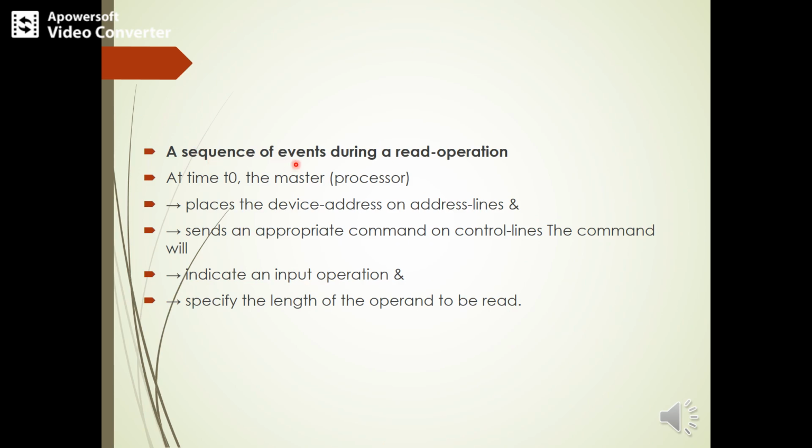Now, the sequence of events during a read operation. At T naught, the master places the device address on the address lines and sends an appropriate command on the control lines. The command indicates an input operation, because we are performing the basic read operation, and it specifies the length of the read operation. So initially it indicates what kind of operation is to be performed, and also specifies how many blocks or how many bytes of data need to be read from the memory.